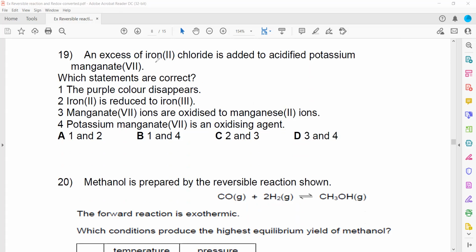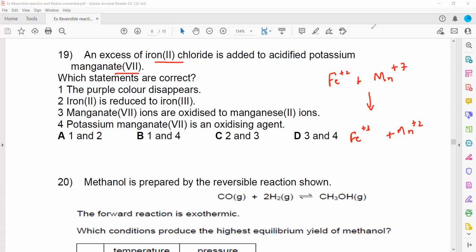In the question, an excess of iron 2 chloride is added to manganate. So iron 2 chloride is there, Fe2+, added to manganate, in which Mn is plus 7. When this reaction occurs, iron will turn into iron 3 and Mn plus 7 will change to Mn2+.